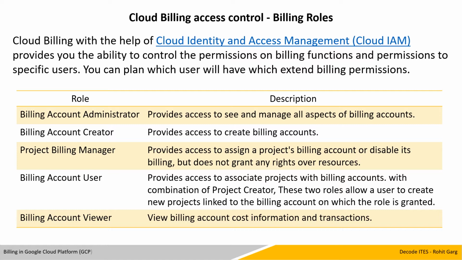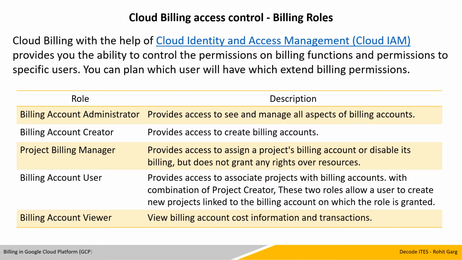Second is billing account creator. It can create new billing accounts in your GCP account but can't modify the existing ones. Third, project billing manager provides access to assign a project's billing account or disable its billing. It means this user can assign a project to a particular billing account or can disable the billing of existing projects. But this does not grant any permissions on project resources.